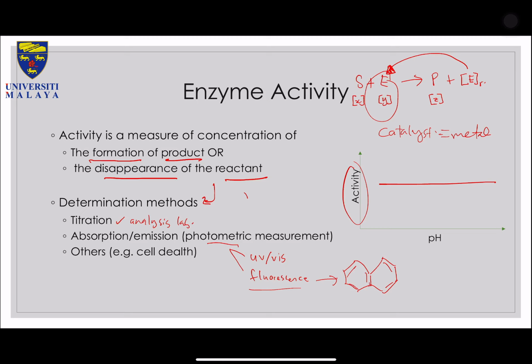And if the product is involved, whereby initially the substrate is fluorescent, and then once it goes through the change from a substrate to a product, the product is no longer fluorescent, then you can use that to measure the rate of disappearance of your substrate. Therefore, it will be the activity of the enzyme. Also, some other examples: you can count cells. You can count the rate of cell death, and that can be a form of your activity.